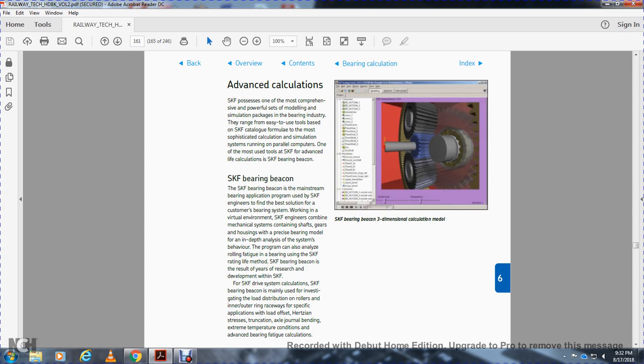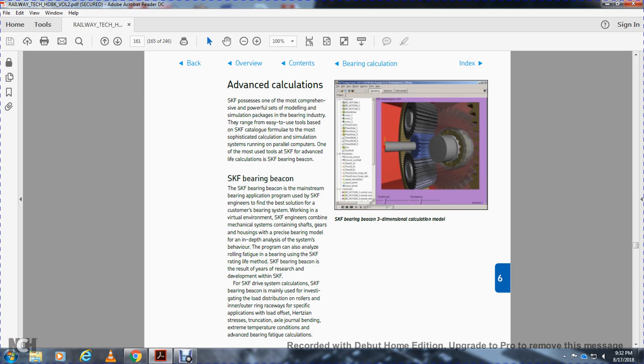One of the most used SKF tools for life calculation is SKF Bearing Beacon. The SKF Bearing Beacon is a mainstream bearing application tool provided by SKF engineers to find the best solution for bearing life in the working environment. The SKF engineer combines the mechanical system that connects the shaft, the gear, and the housing with the precise bearing model.